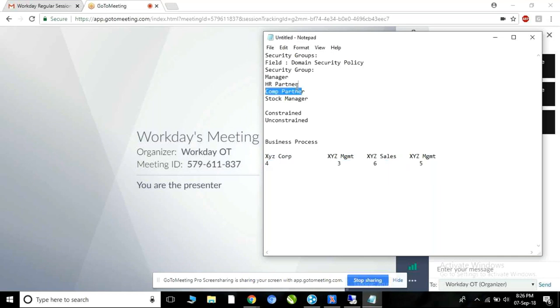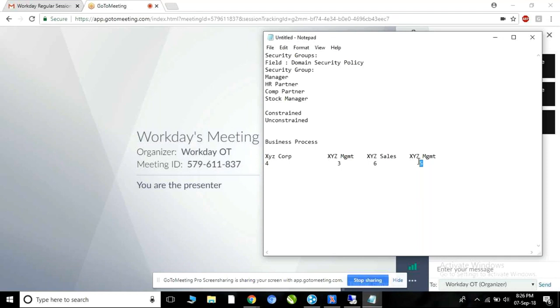So it means that in this XYZ Corp, the HR partner role has to be given. Like in my organization, there will be at least one HR partner who will be able to approve things. Now, if it is of type constrained, what does that mean? That for XYZ Corp, there will be an HR partner out of these 4. For XYZ Management, there will be an HR partner out of these 3. For XYZ Sales, an HR partner out of these 6 only. And for XYZ Management, an HR partner out of these 5 only. Right? If it is of type constrained.